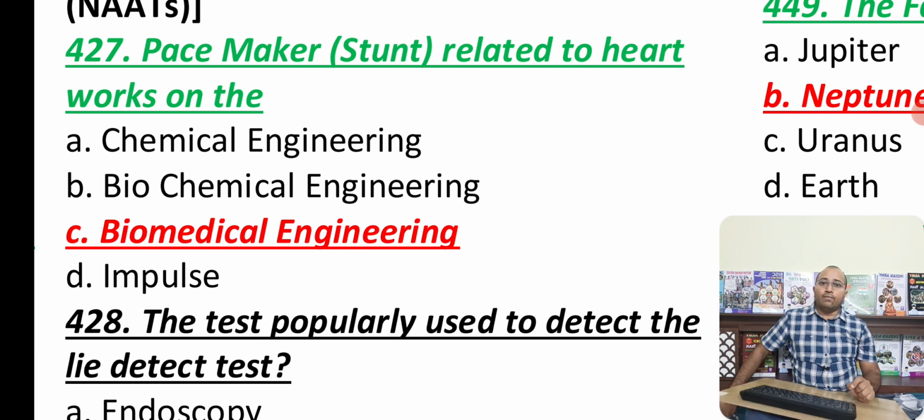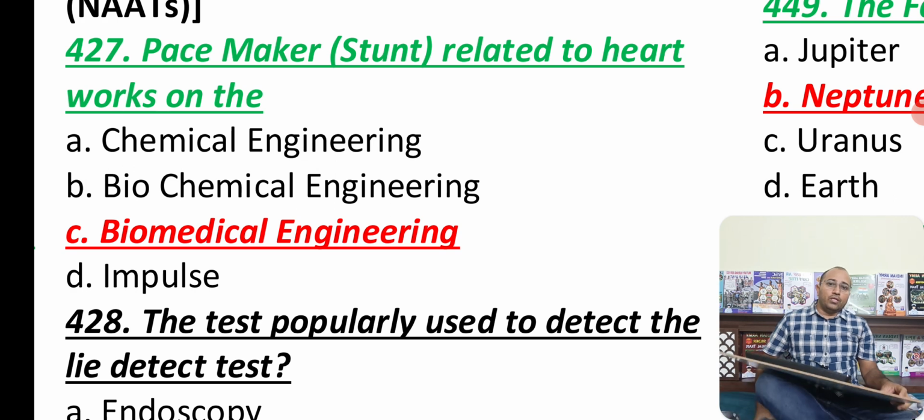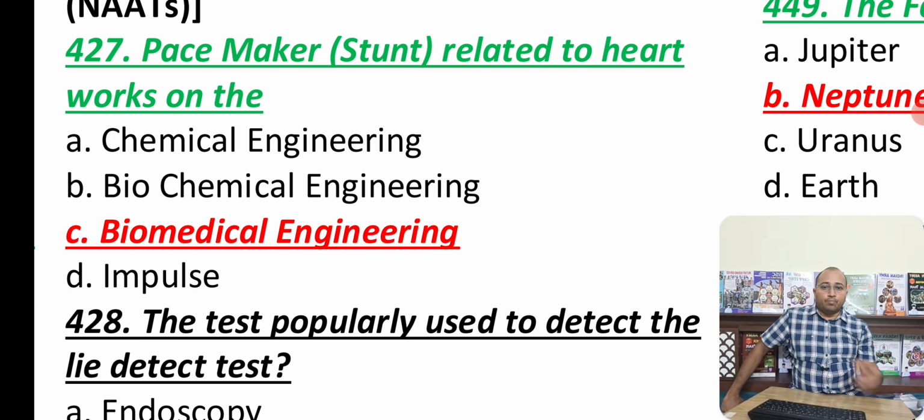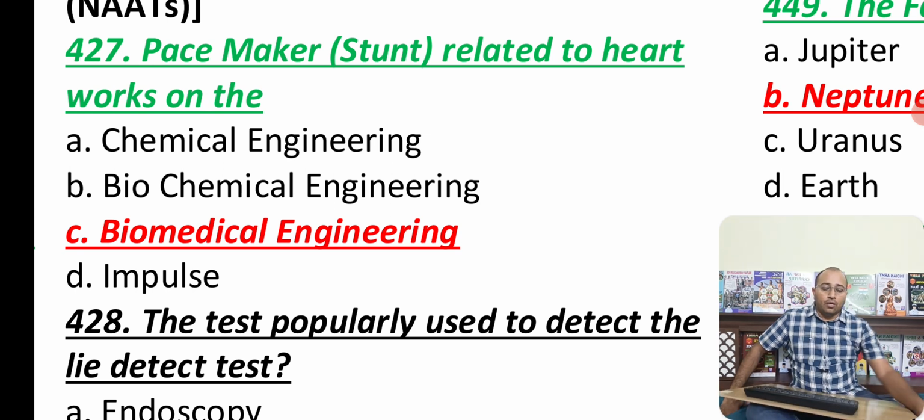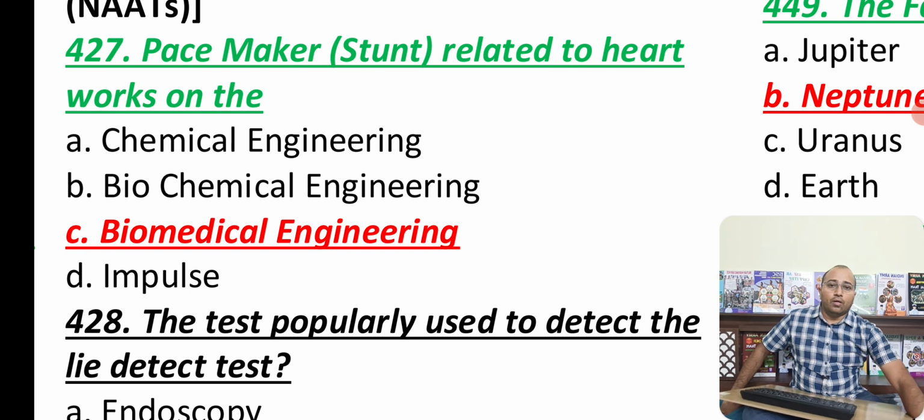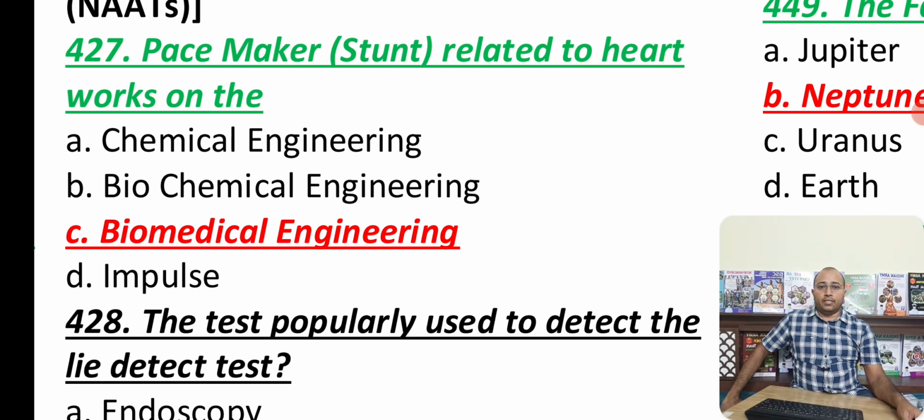Now we have a pacemaker. The more cholesterol you eat, the more ghee and oily items you eat, and if you don't do exercises, you will have a problem in your heart. So this is one thing you should remember. The pacemaker, also known as a stent, works on the principle of biomedical engineering, and this is related to the heart actually. Whenever there are blocks in your human heart, you have to get a stent inserted. Very important, guys.